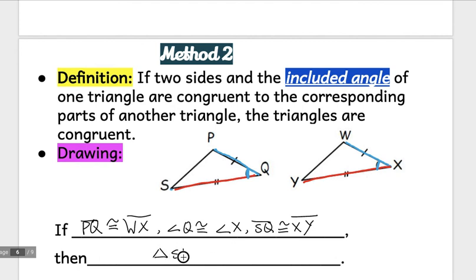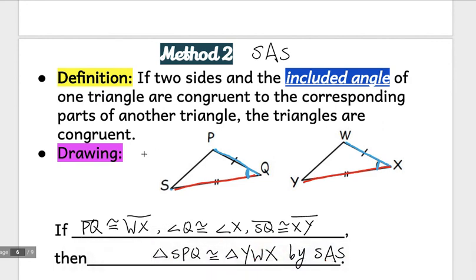Then triangle SPQ is congruent to triangle... Remember, whenever you create a congruent statement, you have to make sure the order matches. S matches Y, so triangle Y, P matches W, and the last one is X. If you use a different order, that's perfectly fine, but please make sure the order matches. As you can see, I use one side, angle, another side, so that's called side-angle-side. This method uses side-angle-side to prove these two triangles congruent.